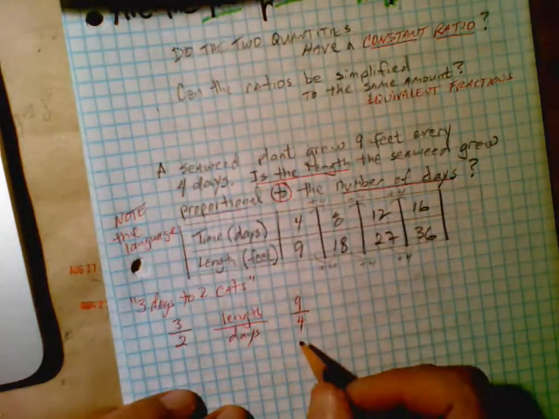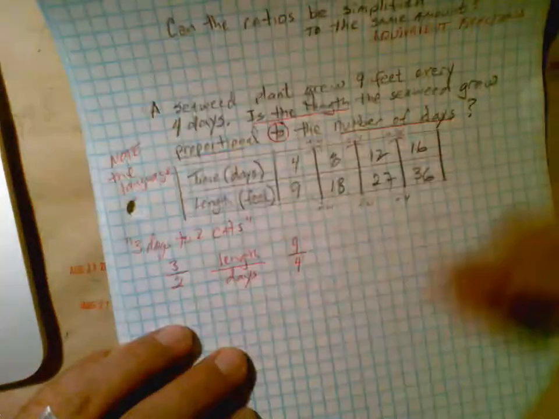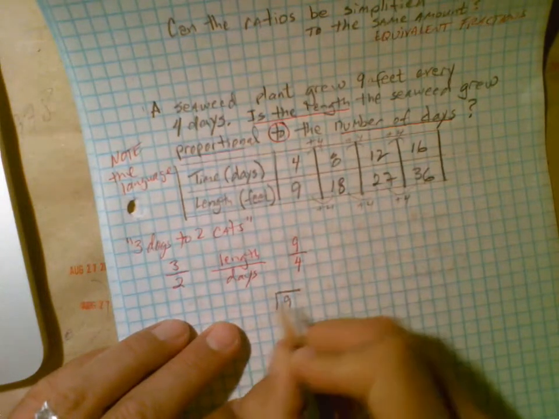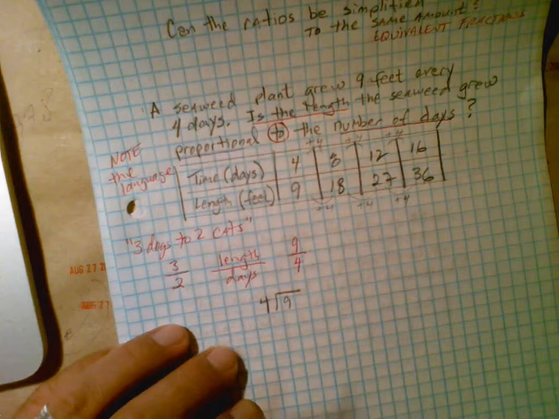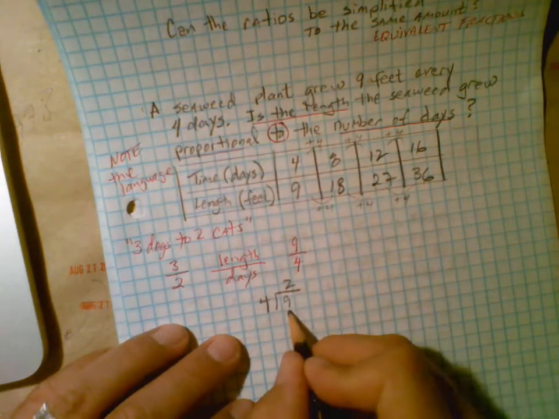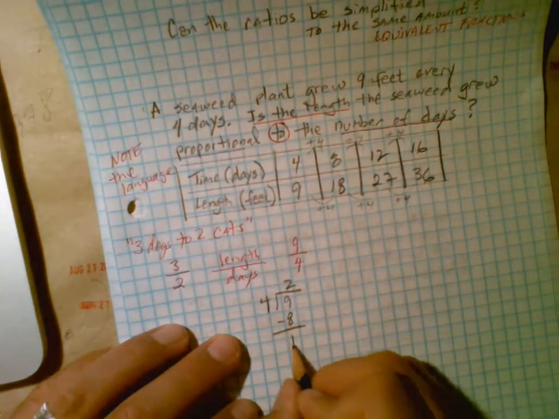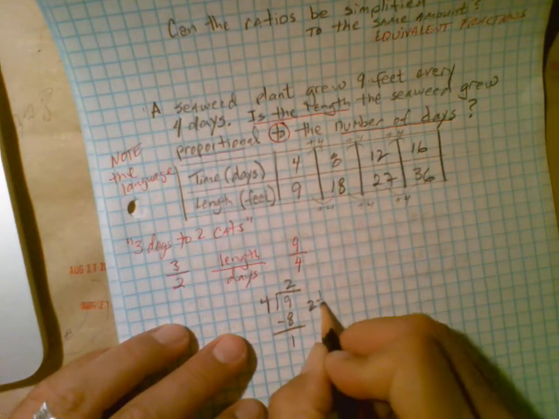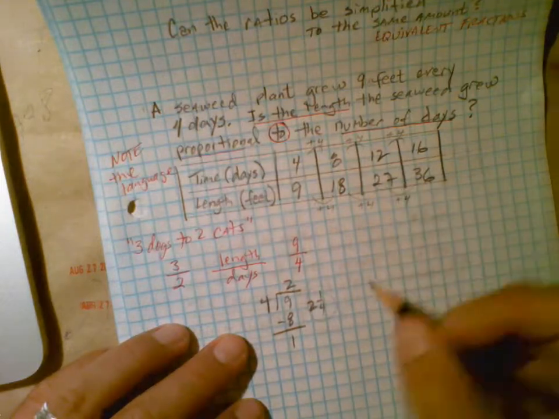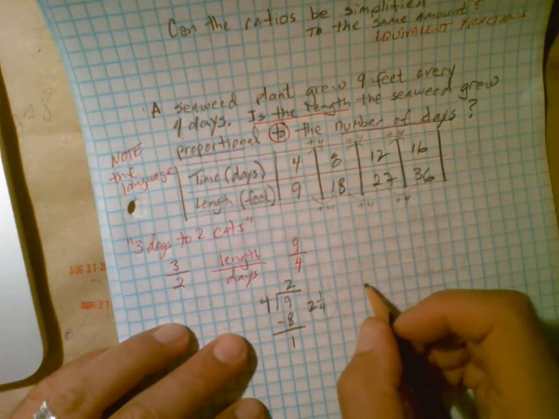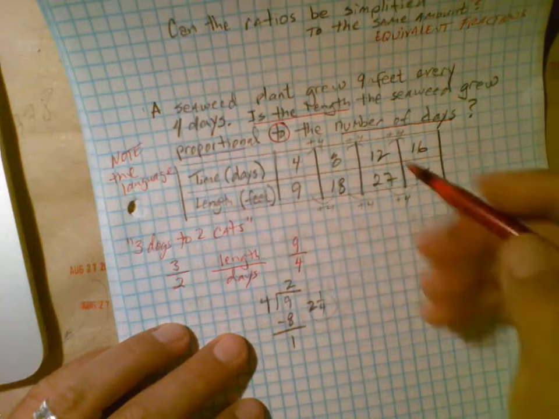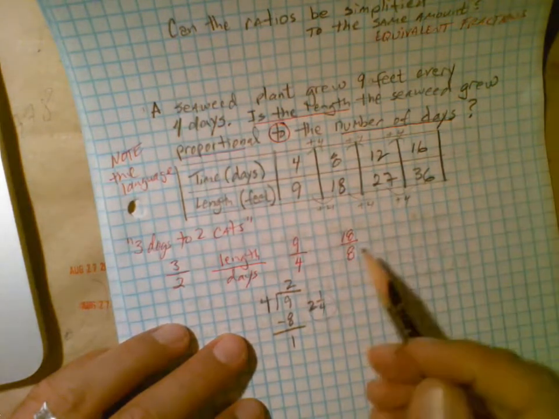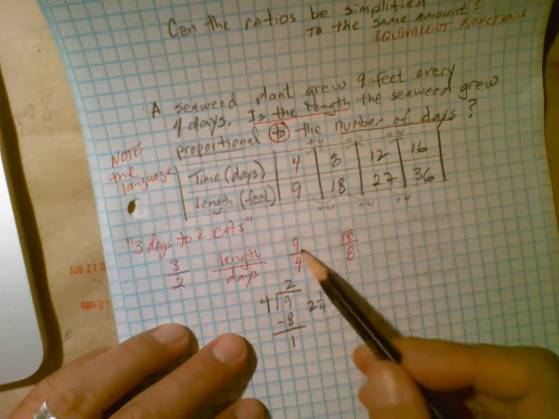Well, this one's going to be a little clumsy because I'm going to have to do a little bit of division. I've got 9 divided by 4, and I can get 2 out of that. 2 times 4 is 8, so I have 1 left. So this one simplifies to 2 and 1/4. Let's check the next one. This is going to be 18 over 8, and I'm looking, does this simplify to the same thing?